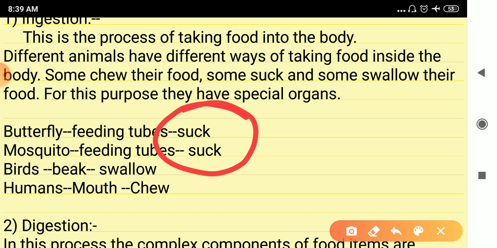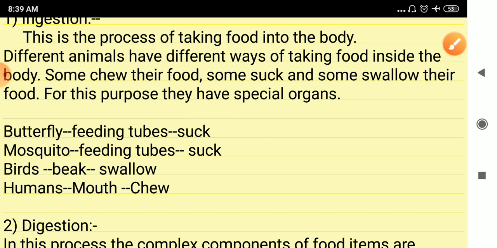Birds have a special structure called beak. From that beak, they pick up their food items and swallow it. Human beings have a special structure called mouth. Inside the mouth they have teeth and tongue. That all we will discuss in detail in the next part of the video. For taking food to the mouth, they have hands. They chew their food and then they take it inside their body.